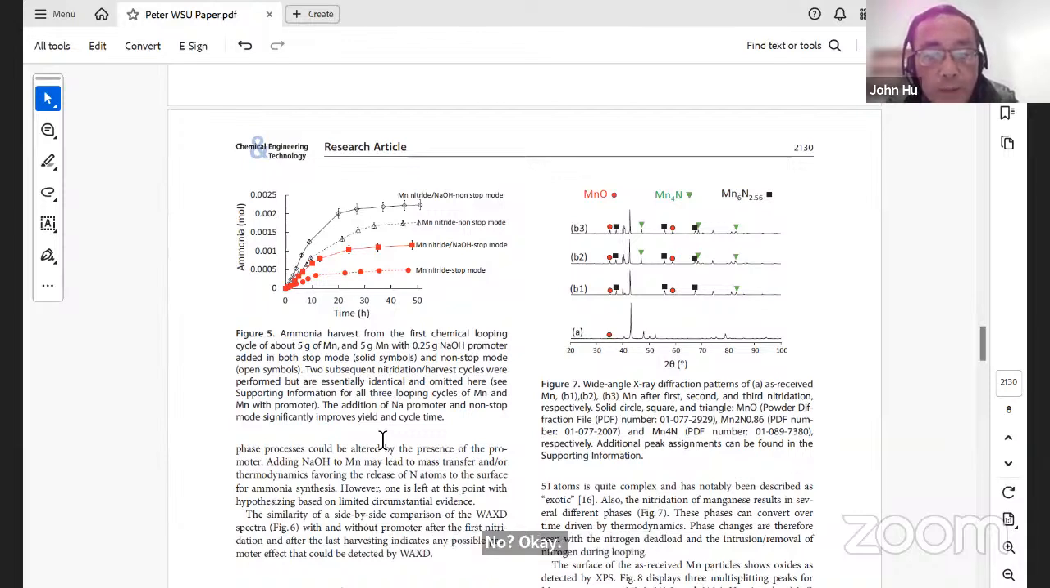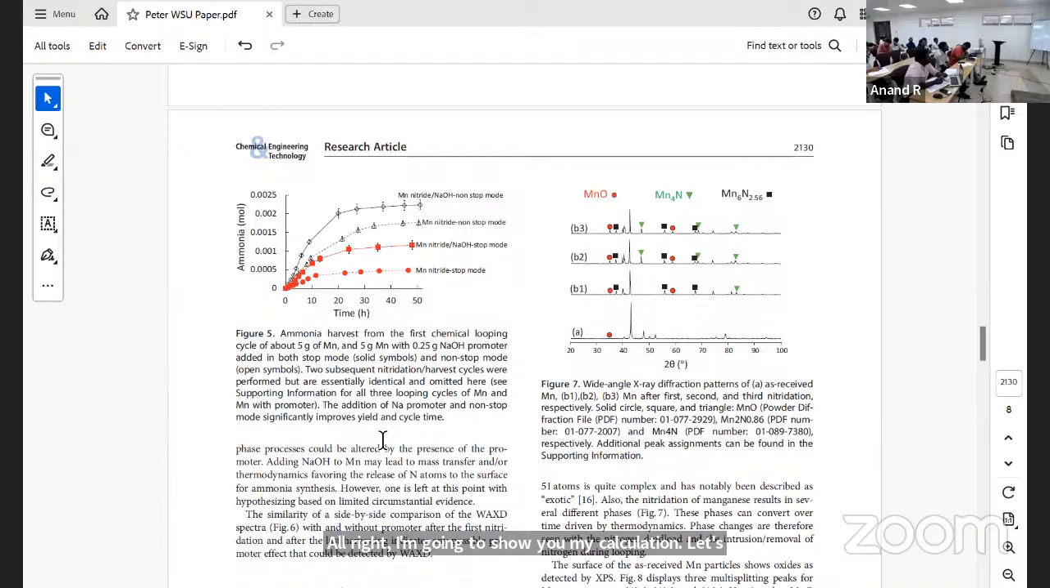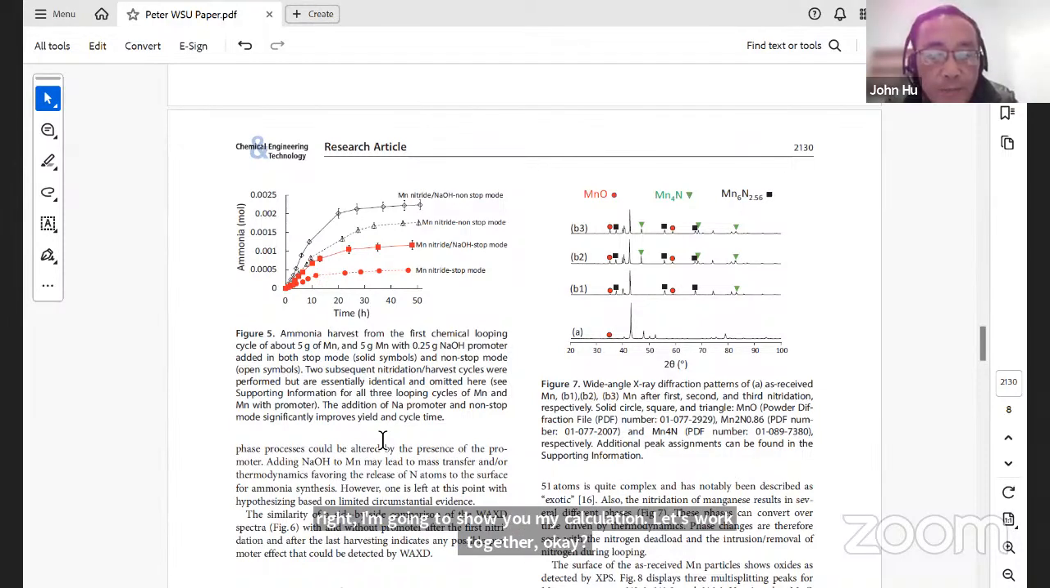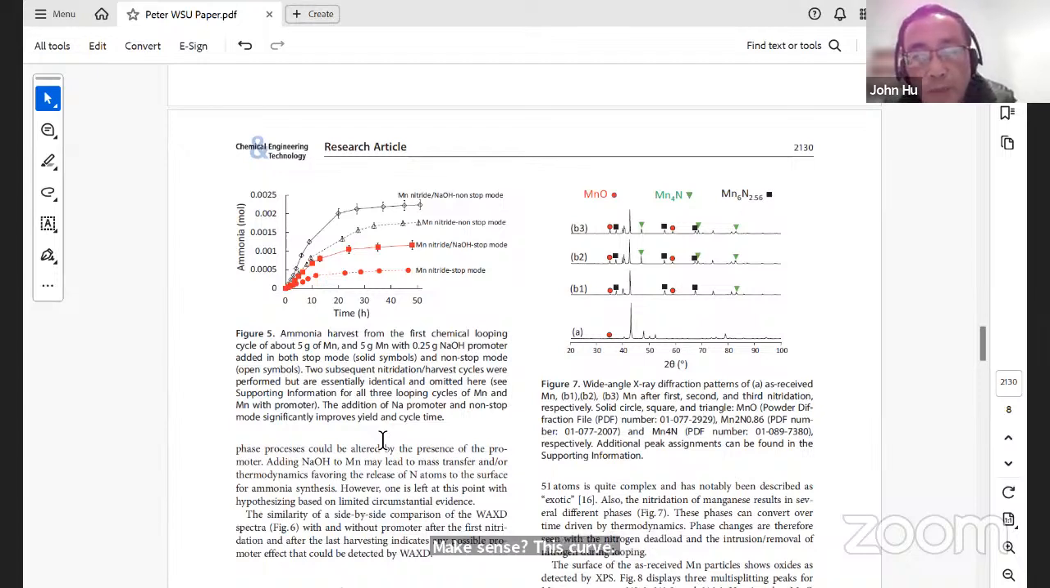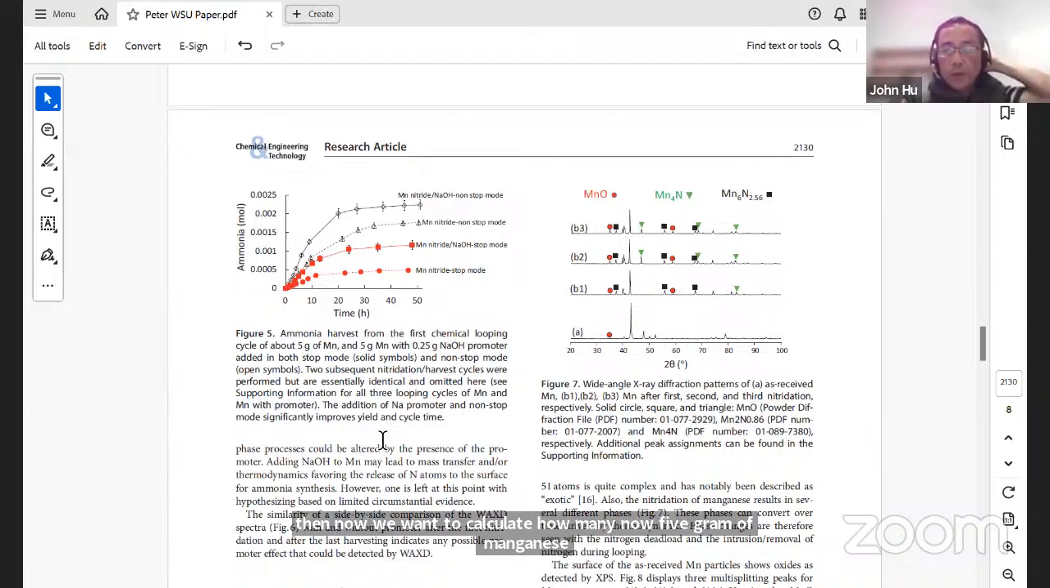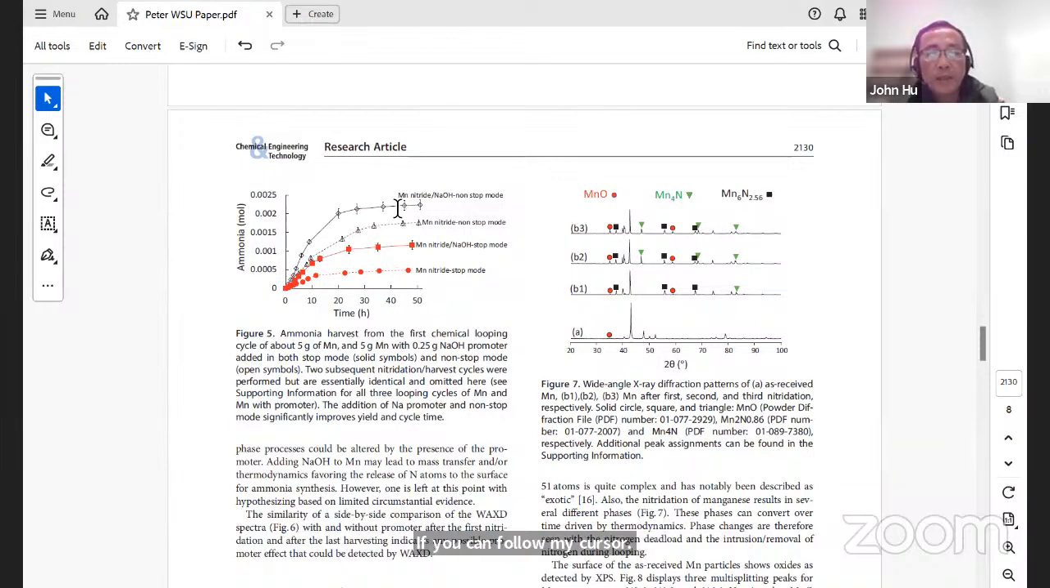Let's work together. Read the caption of figure 5. This curve is based on 5 grams of manganese. All the laboratory experiments were done using 5 grams of catalyst. Now we want to calculate how much manganese we need. Follow my cursor and let's look at the best data.